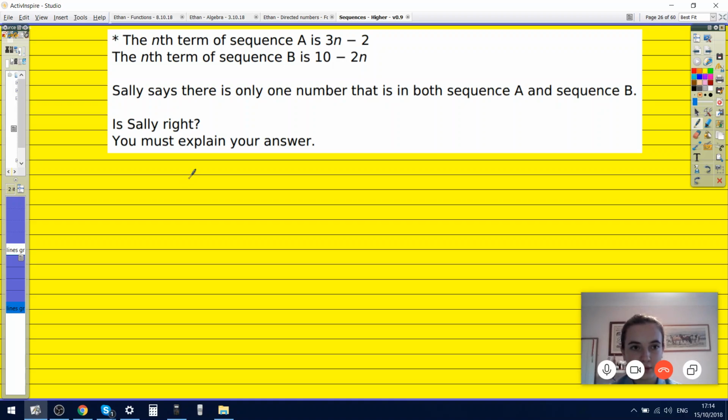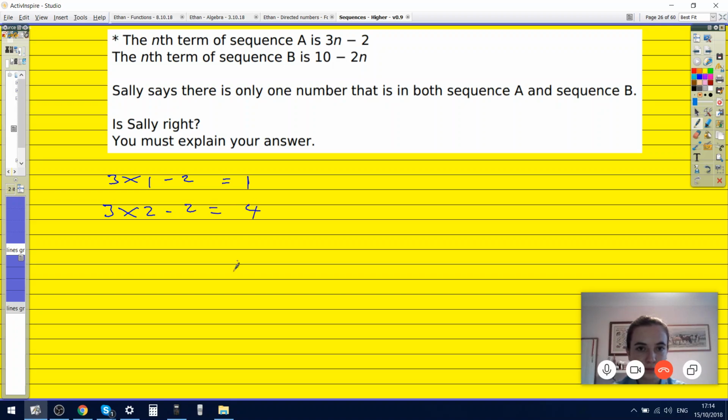So there's a very fancy way to do it. I think the simplest way is to just write down the first few numbers in each sequence. So then, 3 times 1 minus 2 is 1. And then 3 times 2 minus 2 is 4.